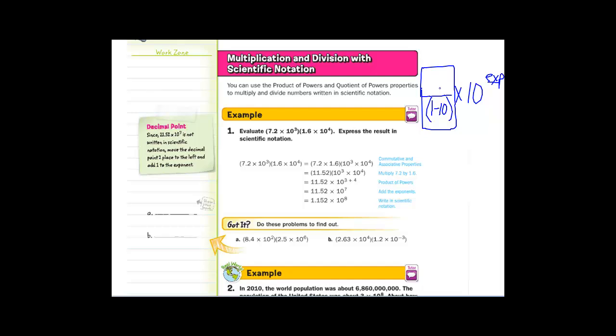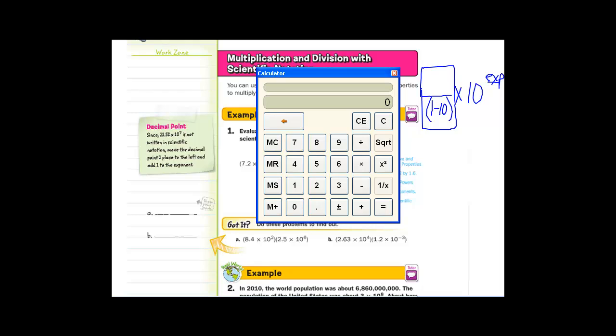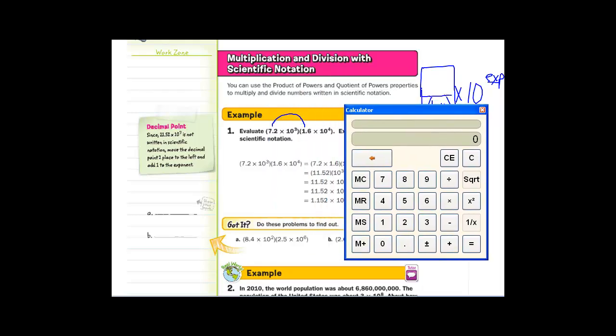So let's talk about just the practice of the multiplication part. Whenever you've got two scientific notation numbers, you just multiply corresponding parts. So I'm going to multiply 7.2 times 1.6. Let's get our trusty calculator up here. Move it out of our way so we can see. 7.2 times 1.6 comes up to 11.52.